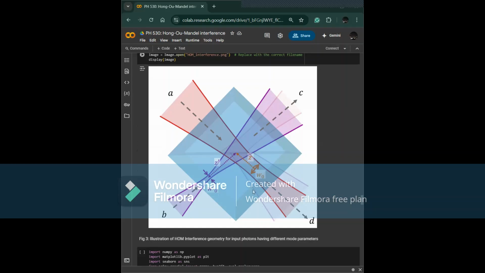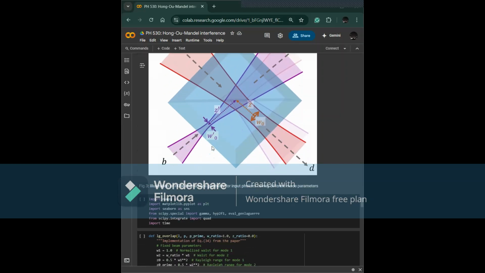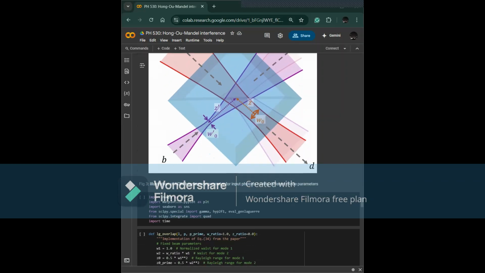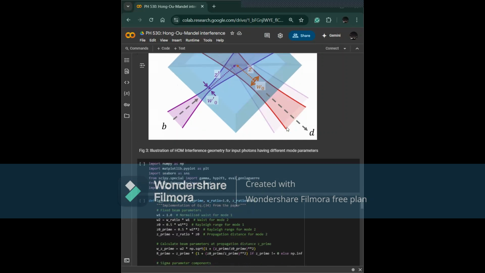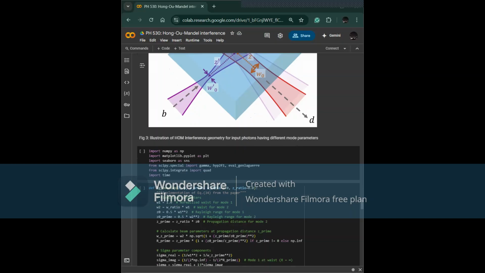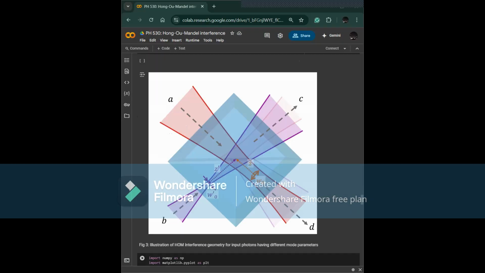The figure right here illustrates the HOM interference geometry for input photons having different mode parameters. Now we have implemented the code to look at the functions of LG overlap, analytical and numerical, and compare them using heat maps. So the function LG overlap with l, p, l dash, p dash computes the overlap analytically. So let's walk through the steps.